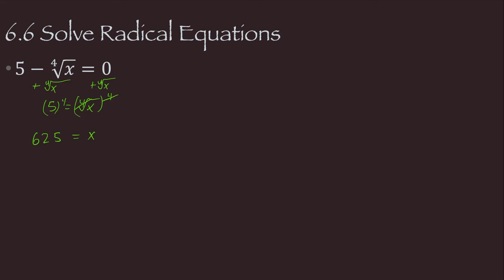So then you need to check your answer. You can just plug it in your calculator. 5 minus the fourth root of 625 does in fact equal 0. So that's your answer. Let's try another one.